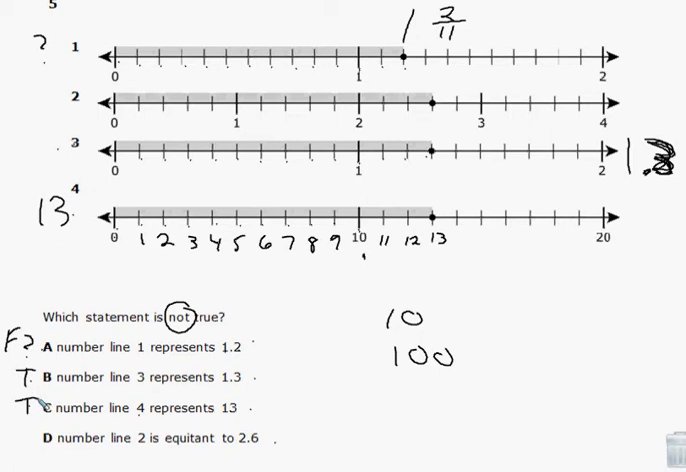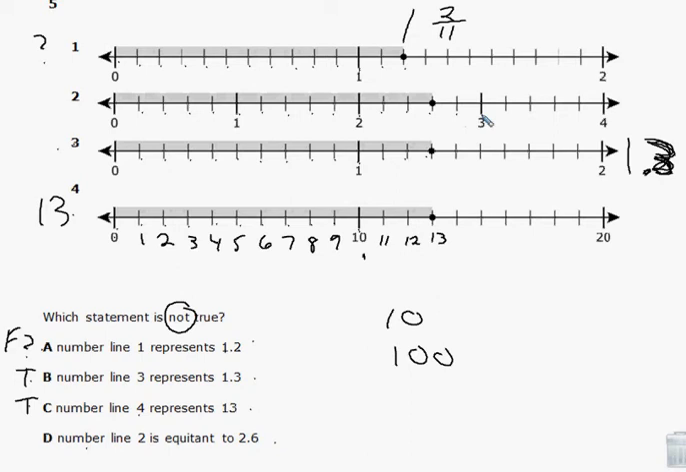And D, number line 2 is equivalent to 2 and 6/10. Let's check that out real quick. Okay, so this one doesn't look like it's going to be broken down to 10. Let's look. That's 1, 2, 3, 4, 5. So it's broken into fifths. 1, 2, 3, 4, 5. Let's check this out real quick.